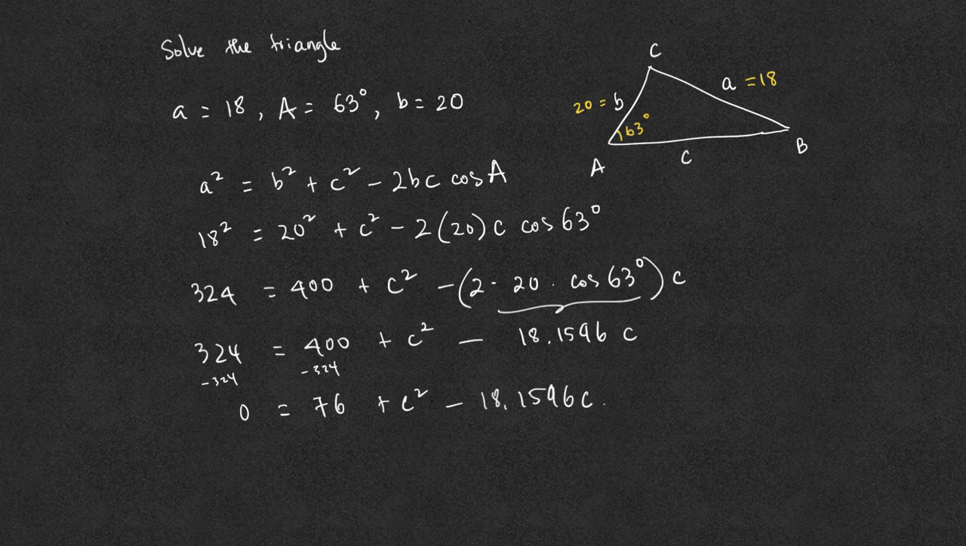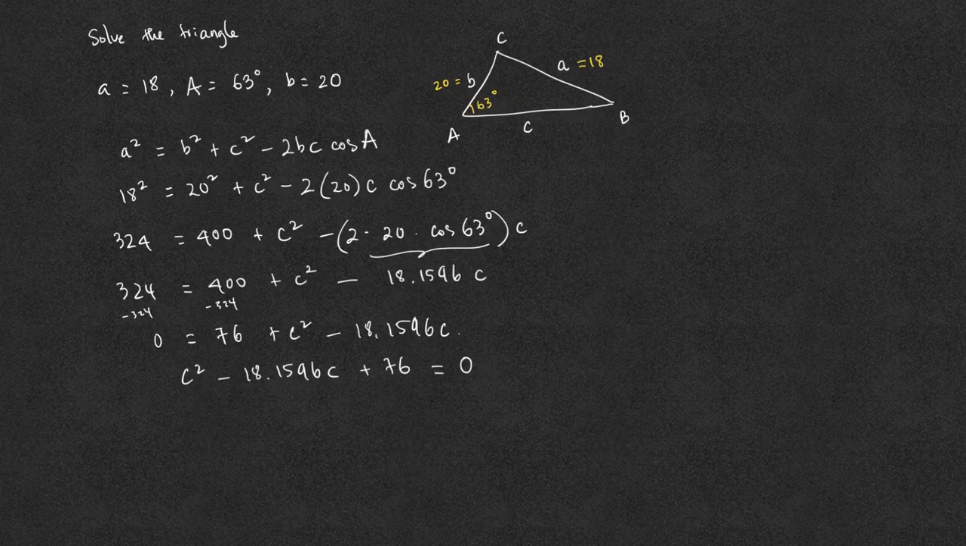This is the quadratic equation c squared minus 18.1596c plus 76 equals 0. To solve this quadratic equation, we will rewrite this in terms of x, where x squared minus 18.1596x plus 76 equals 0. Because we are accustomed to solving a quadratic equation with x.